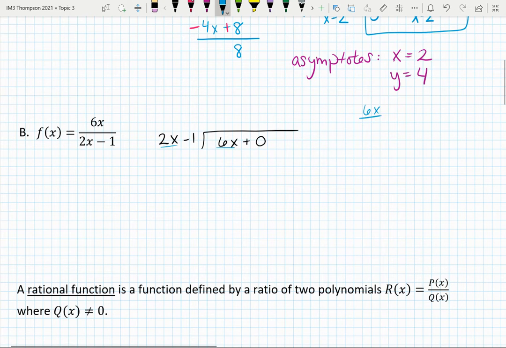It's 6x divided by 2x. I'm getting ahead in my mind and then making mistakes. The x's cancel and 2 goes into 6 3 times. That works better. So 2x into 6x goes 3 times. And then I distribute. 3 times 2x is 6x. 3 times negative 1 is minus 3.